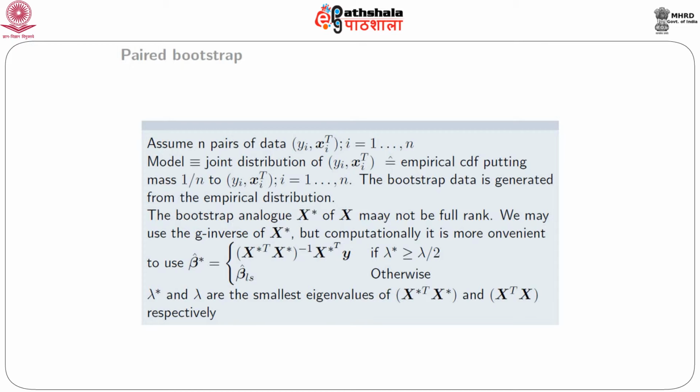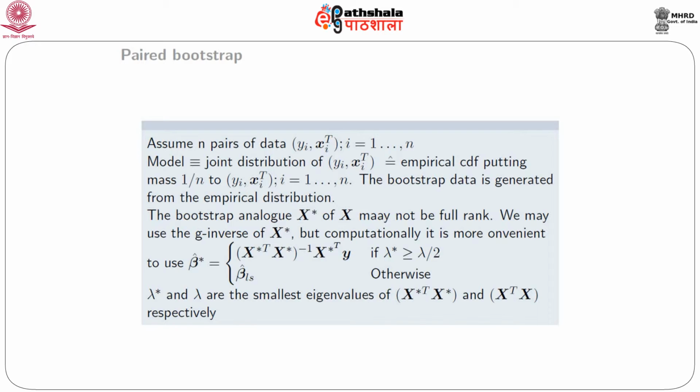Now, here we assume that the data is (y_i, x_i^T), i runs from 1 to n, IID, the same setting as above, but the model here is a joint distribution of y_i and x_i, and that is estimated by the empirical CDF putting mass 1/n to (y_i*, x_i*^T), i runs from 1 to n. So, the bootstrap data are generated from the empirical distribution.